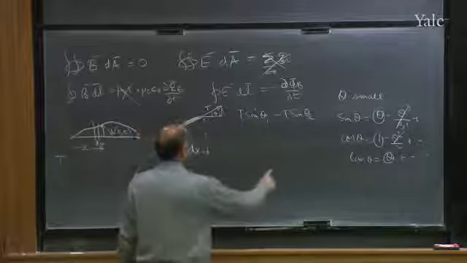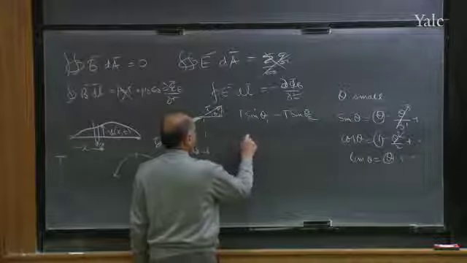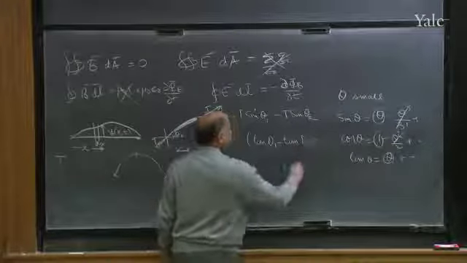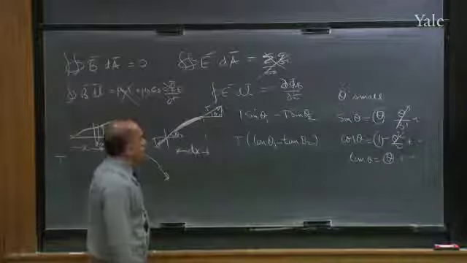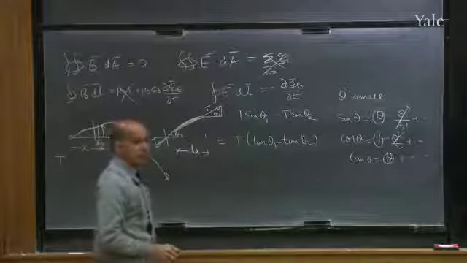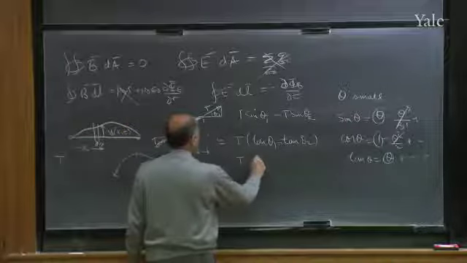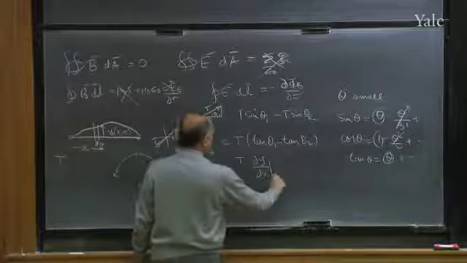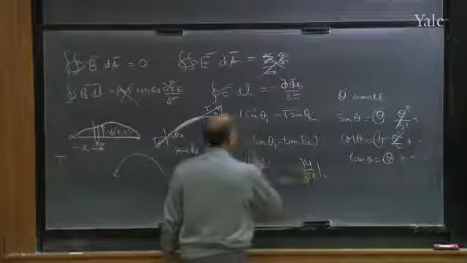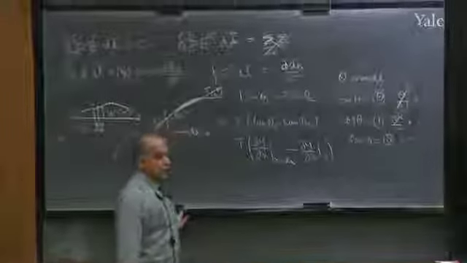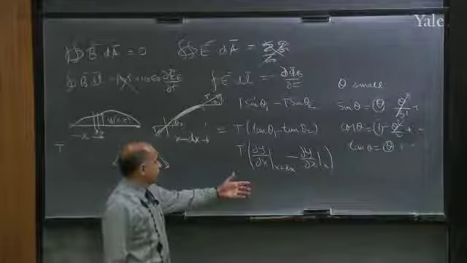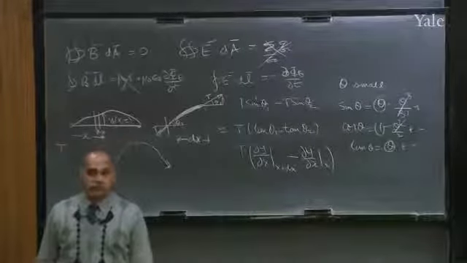If you do that, and sine theta and tan theta being equal, I can write it as T times tan theta 1 minus tan theta 2. But that's in the approximation where sine and tan are all roughly equal. That is really T times dy/dx at the point x plus dx minus dy/dx at the point x. Are you with me? dy/dx from calculus, you remember, is the slope. It's a partial derivative. Why is it a partial derivative now? Can you tell me?